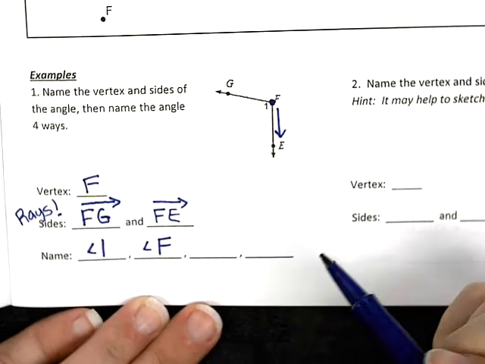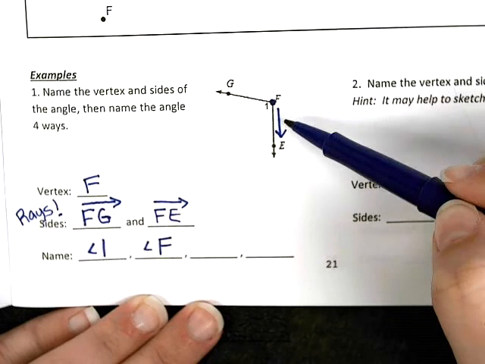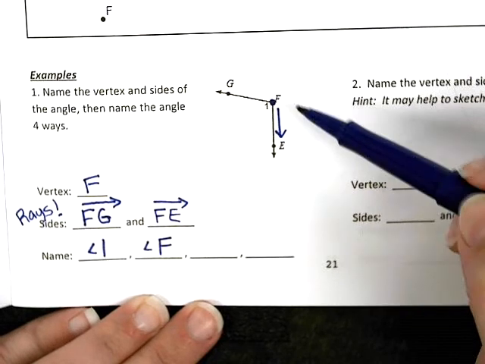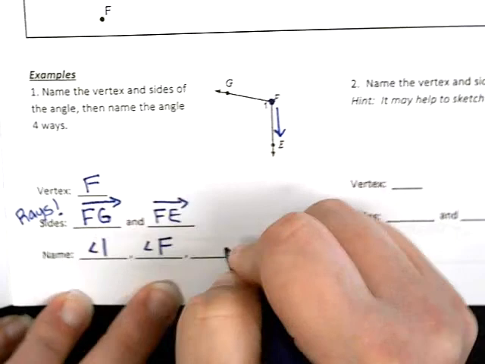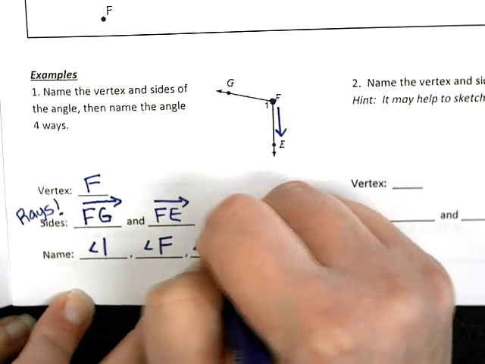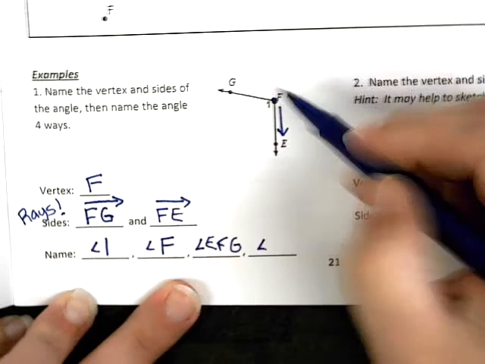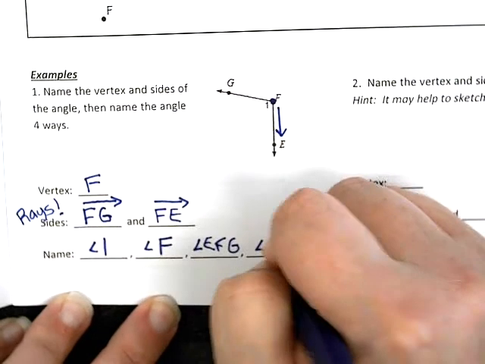We can also name the angle using 3 different letters. You have to start on one of the sides. You cannot start at the vertex. The vertex always has to go in the middle. So we know that F has to be in the middle. E, F, G would be one of them. And then we can go the other way as well. We can go G, F, E.